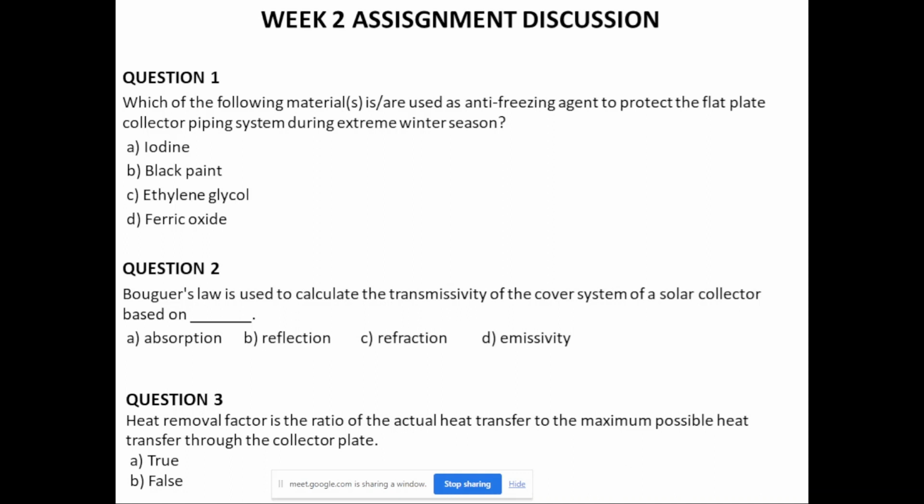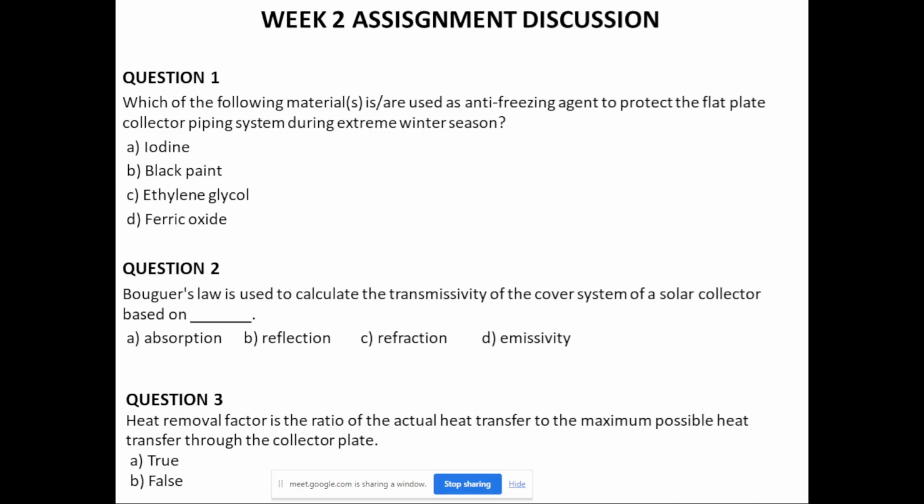In extreme winter season, what happens is your water, the main fluid that is usually used in these piping systems, and the reason we use water is, apart from its easy availability, the volumetric heat capacity of water is the highest. So we can harness more energy in a small volume. That is the major reason why we use water as a fluid for both flat plate as well as concentrating collector systems. As everybody knows, water freezes at 0 degrees Celsius.